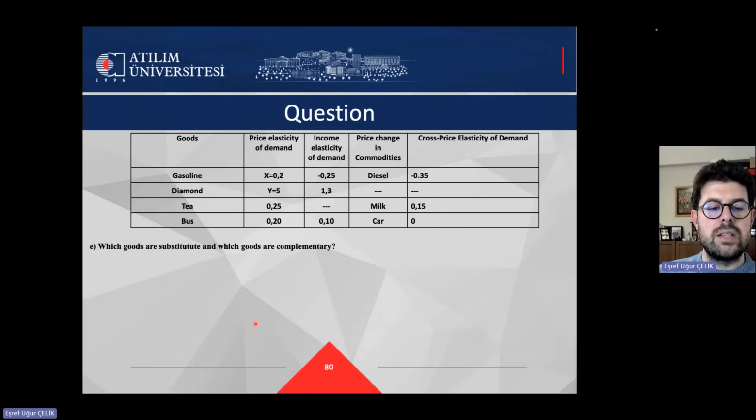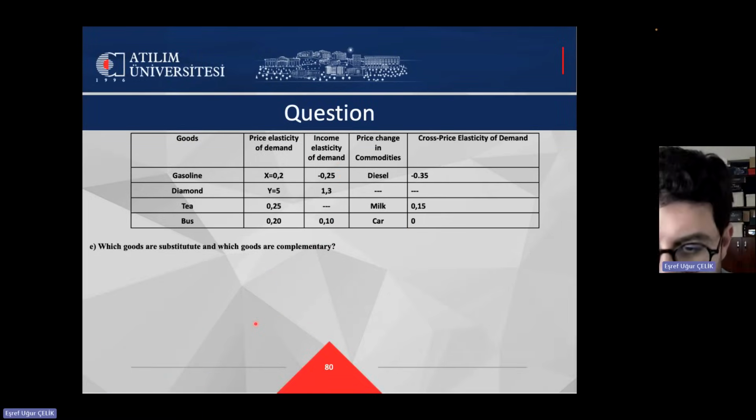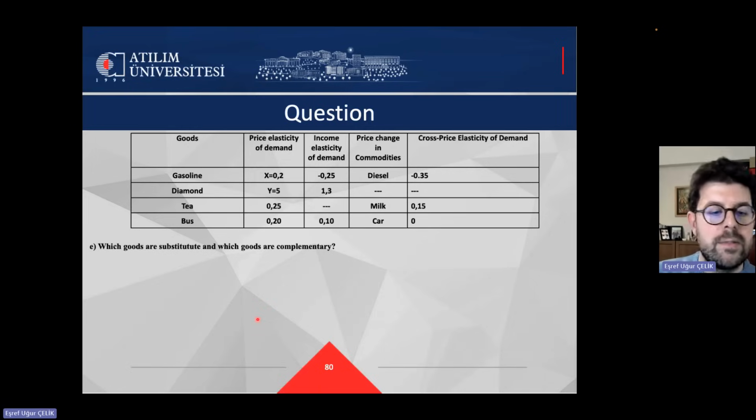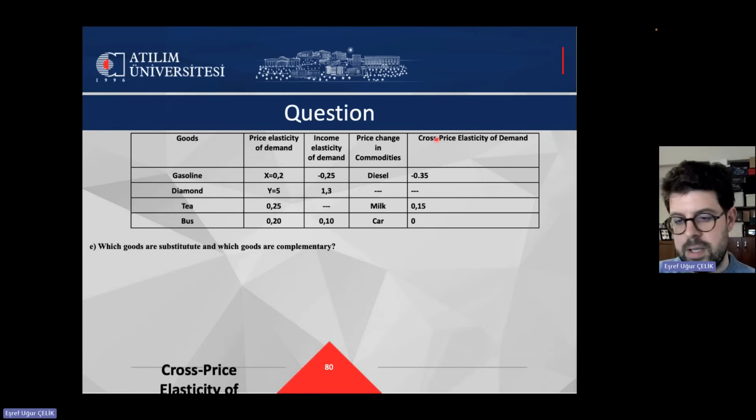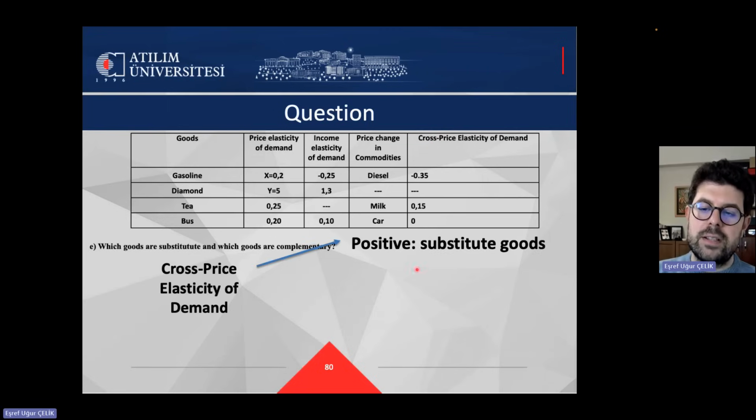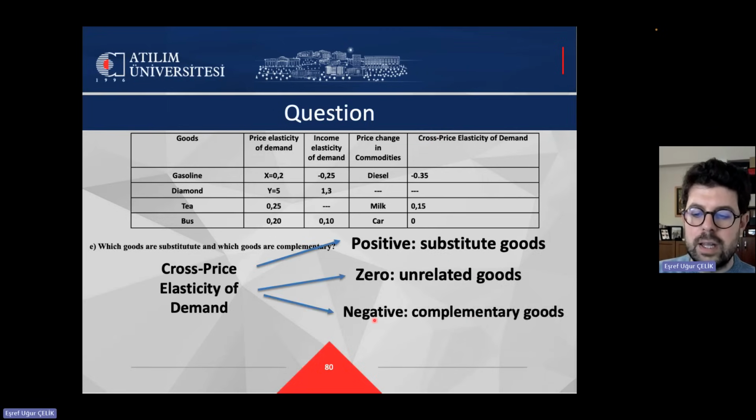And which goods are substitute and which goods are complementary? For understanding which goods are substitute and complementary, we look at the cross price elasticity of demand. If the answer is positive, substitute; 0, unrelated; and negative, complementary. But this time, there are two types of goods. So you can read like that.